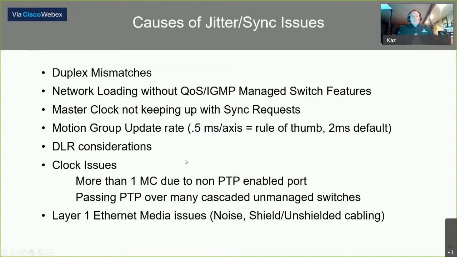The biggest thing I see with clock issues is not knowing who the master clock is, and it changes unbeknownst to the person implementing the system. The other cause of jitter is layer 1 Ethernet media issues: noise, using unshielded cable where you should be using shielded, routing it incorrectly, crimping it down too tight, bend radius issues, all that fun stuff.